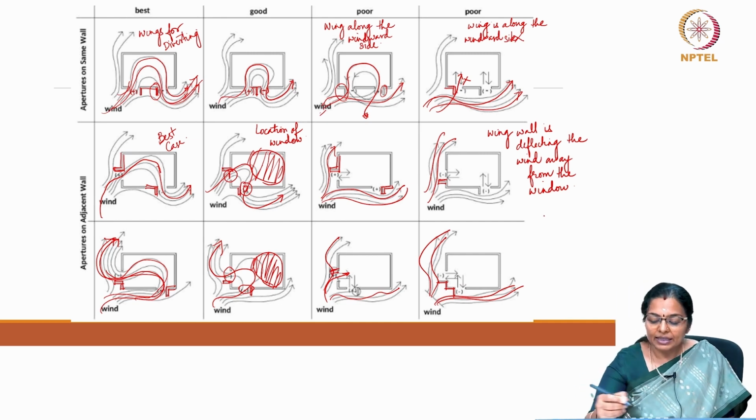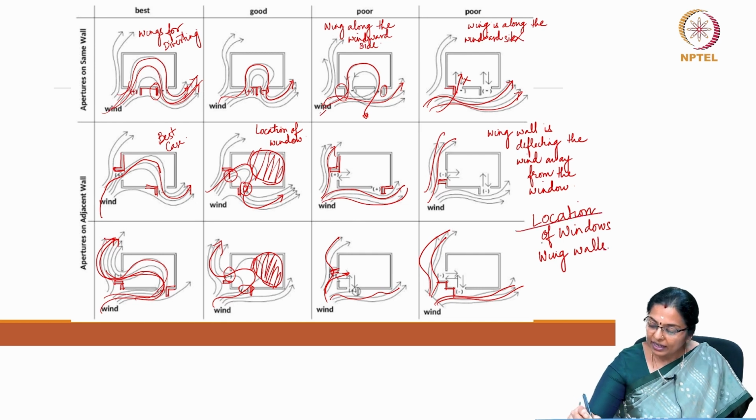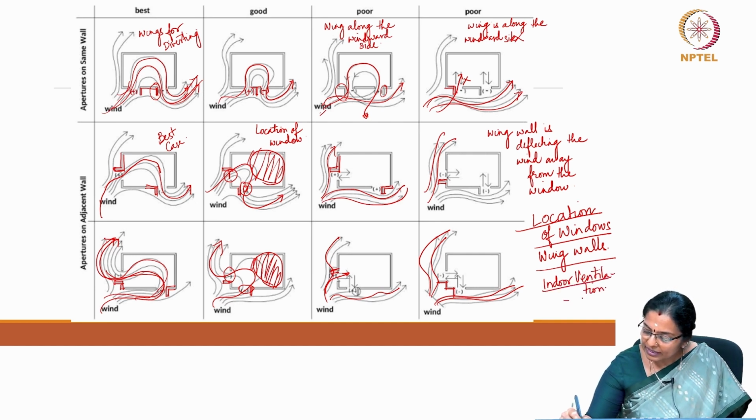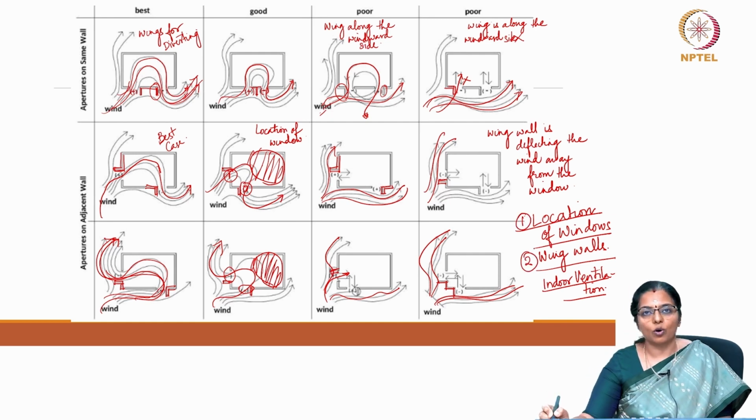So, in this class, we have seen the significance of location of windows and the role of wing walls in enhancing indoor ventilation. So, how is indoor ventilation enhanced? Due to the location of windows and use of wing walls.